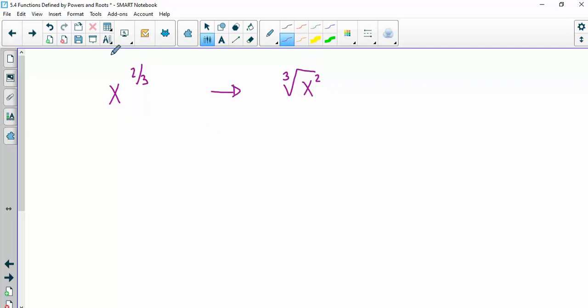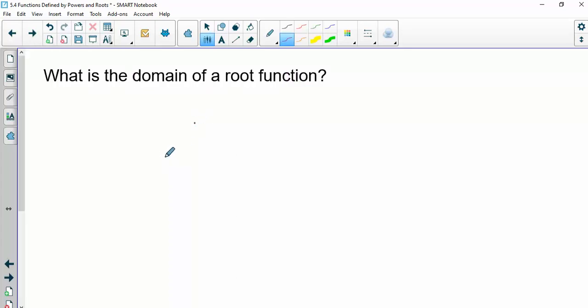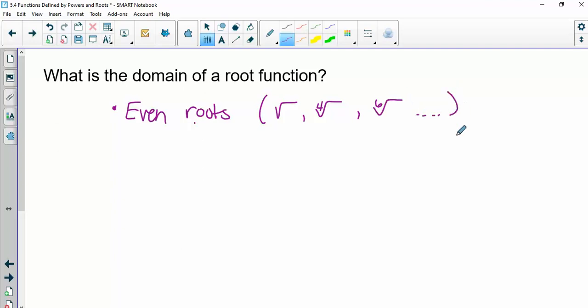All right, let's talk about these root functions specifically. So if you have that kind of thing, what's the domain? So first let's talk about even roots. So if I have like a square root, 4th root, 6th root, and so on. Is there any stipulation on what kind of numbers need to be under there? What if I say the square root of -4? What does that equal? 2i.